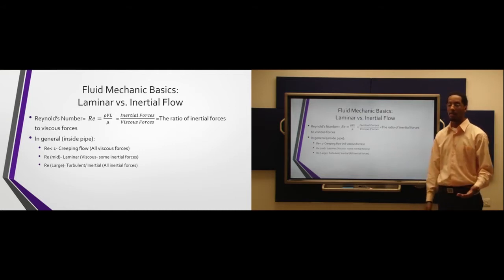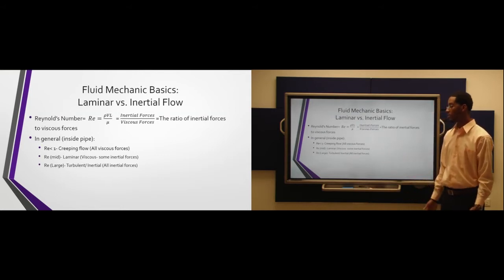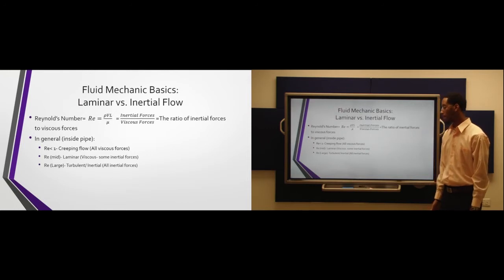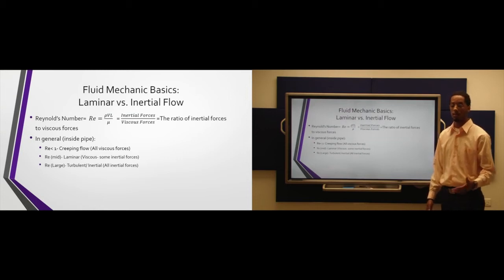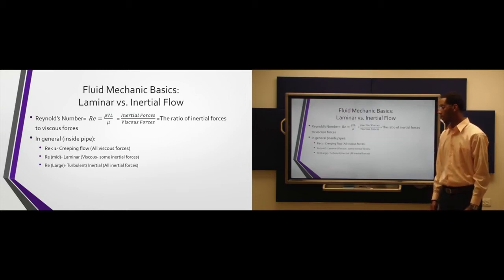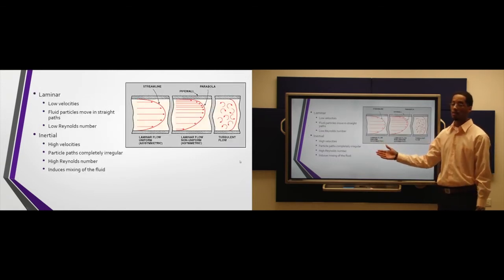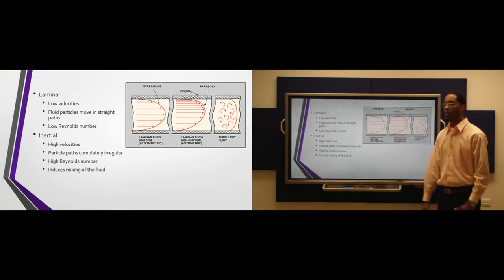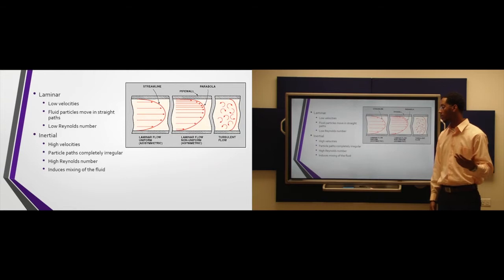In general, inside your piping, there are three types of basic flows. When your Reynolds number is less than 1, it's creeping flow, which is for all viscous forces. The mid-range Reynolds number is laminar flow, which is mostly used in your reservoirs. And any large Reynolds number deals with turbulent flow. Laminar flow has low velocities, your fluid particles move in a straight path, and your Reynolds number is very low. In inertial flows, you have high velocities. The particles and the paths are completely irregular, and the Reynolds number is high, and it induces mixing of the fluid.